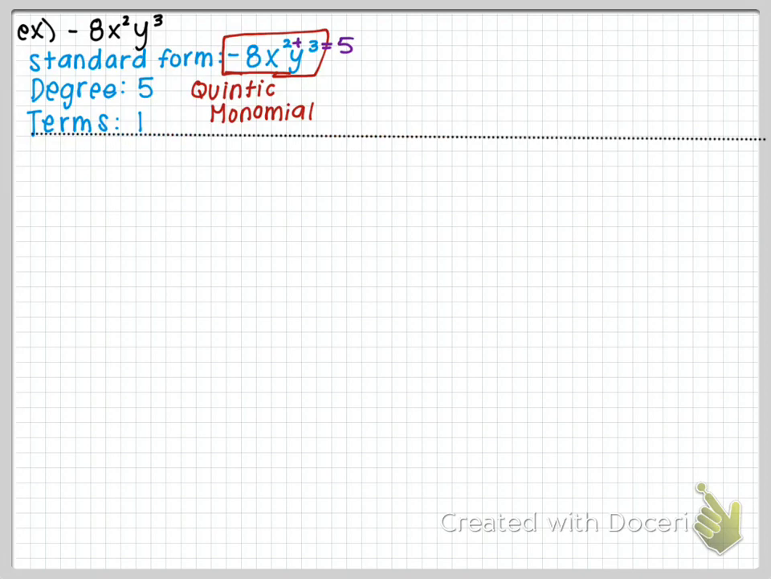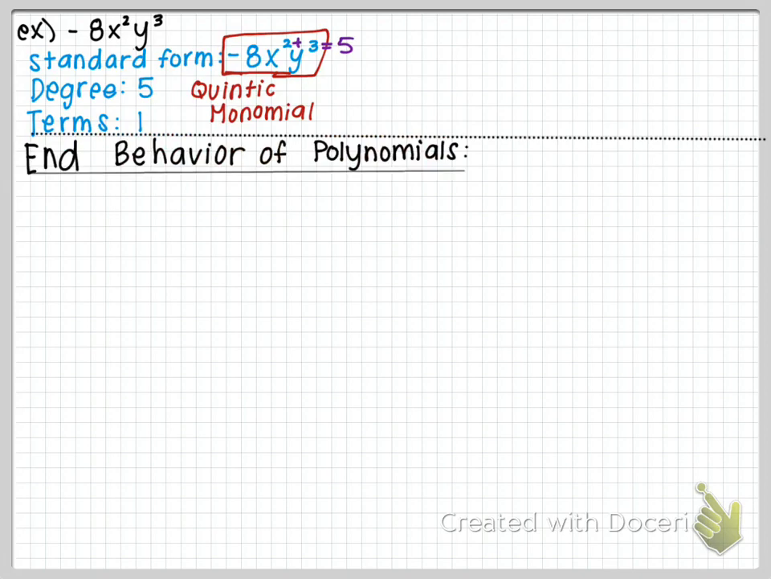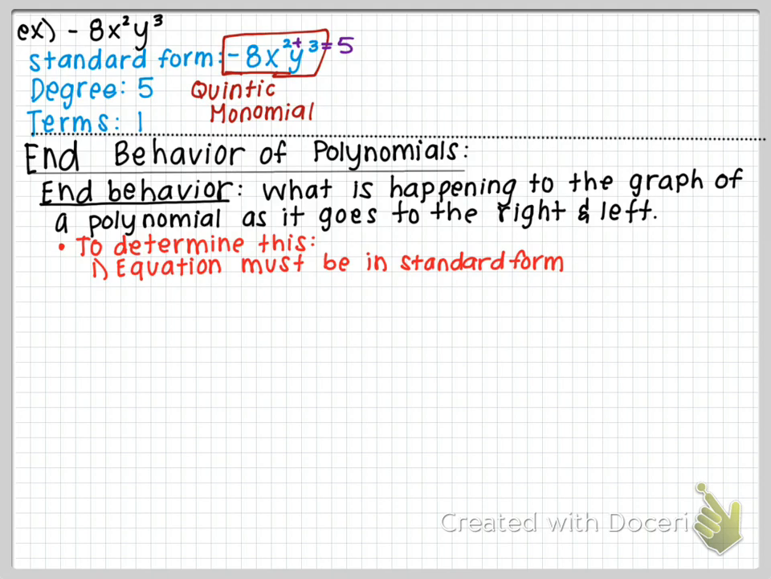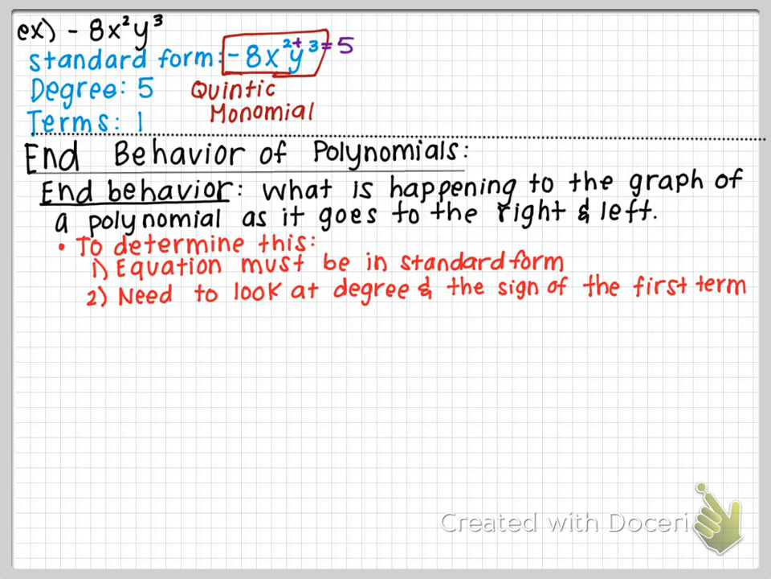Okay, so let's go on to end behavior, our last topic of today. This is also just classifying and describing different polynomials. End behavior is what is happening to the graph of the polynomial as it goes to the right and left. If we look at a graph, what's happening on the left and on the right? To determine this, first of all, the equation must be in standard form, which we already figured out when classifying. And you need to look at the degree and the sign of the first term.